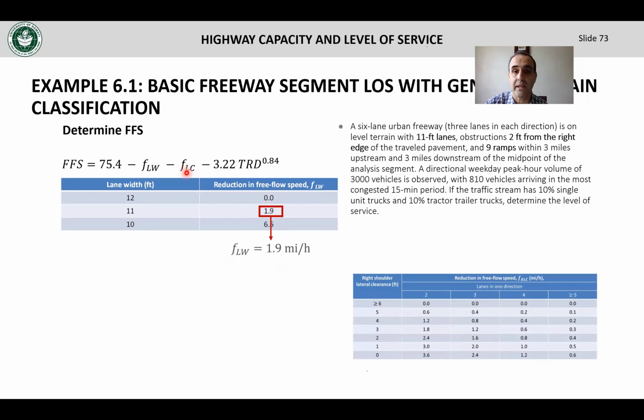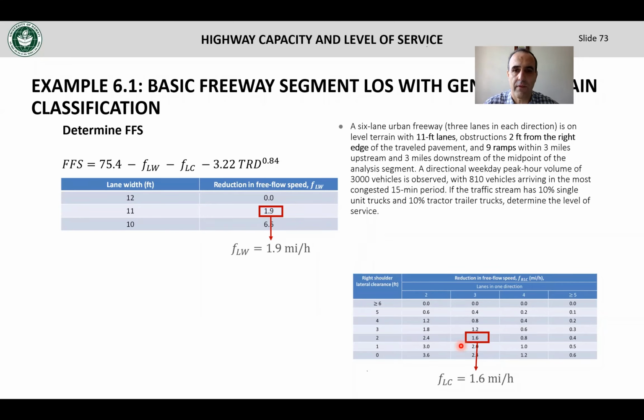Then we have to adjust for lateral clearance. And remember, lateral clearance depends on the right shoulder lateral clearance and depends on the number of lanes we have per direction. So in this problem, we have lateral clearance of, I thought I had highlighted this here, but we have 2 feet from the right. So that's why I entered here with 2 feet. And also we have 3 lanes in each direction, and that's why we enter with this column. So this column and that row, that gives me an adjustment factor of 1.6 miles per hour for the right lateral clearance.